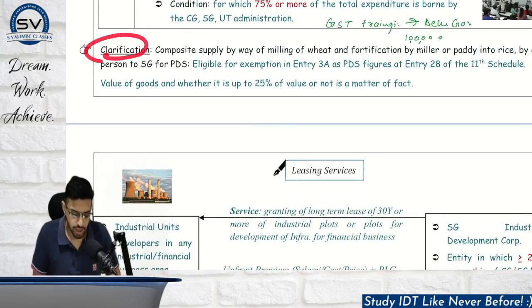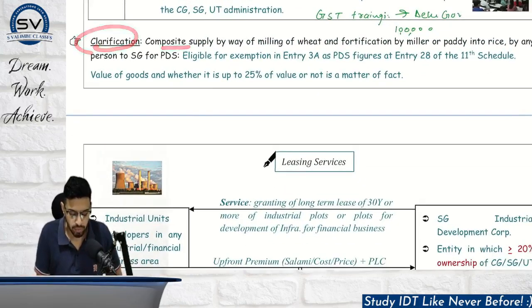Now, clarification. Composite supply by way of milling of wheat and fortification by miller or paddy into rice.